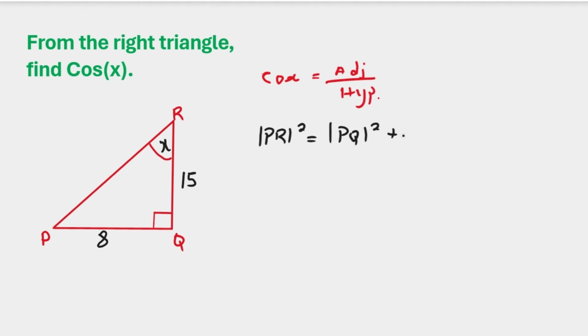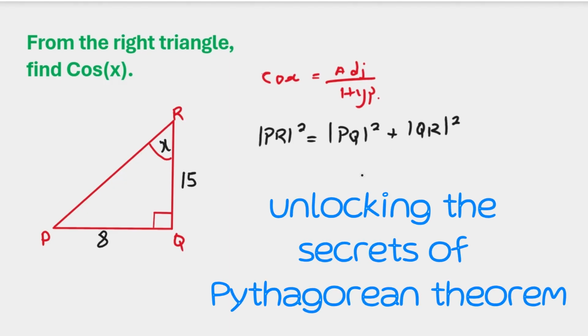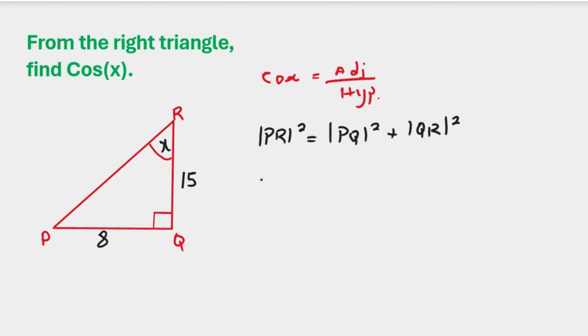plus QR squared. If you don't know this property, this method or this theorem, go and watch my video on the Pythagorean theorem, unlocking the secrets of the Pythagorean theorem. I've done a video on that. You can go and watch it and you will understand it. Now let's move on. PR is what we are looking for.